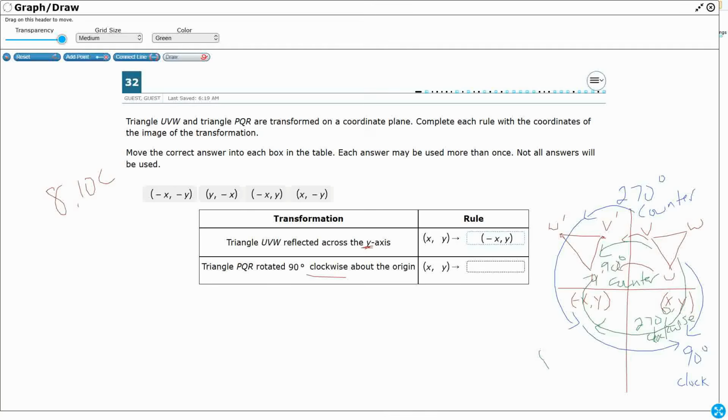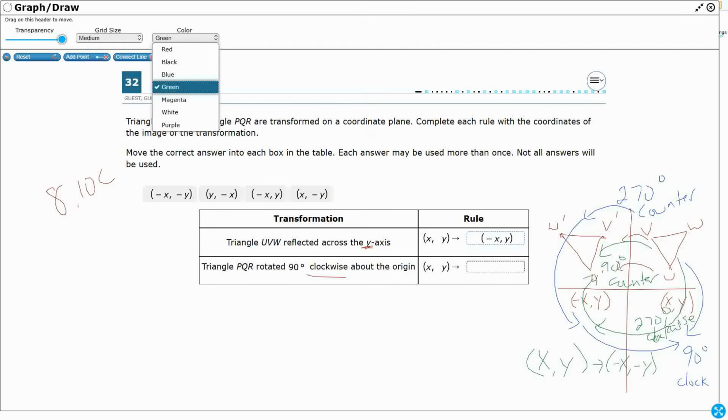The 180 is pretty simple. It goes negative x, negative y. It's the 90 degrees clockwise and the 90 degrees counterclockwise that tend to mess us up. But if we think of those as two movements rather than four movements, because the 270-degree counter is the same as a 90 degrees clockwise and so on, then there's only two things we need to memorize.